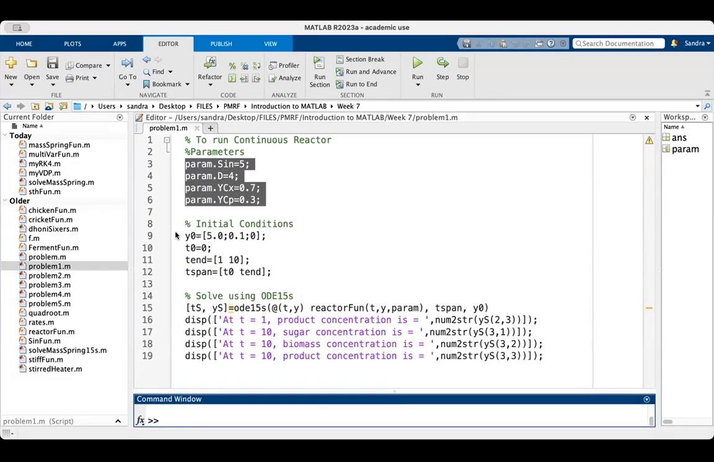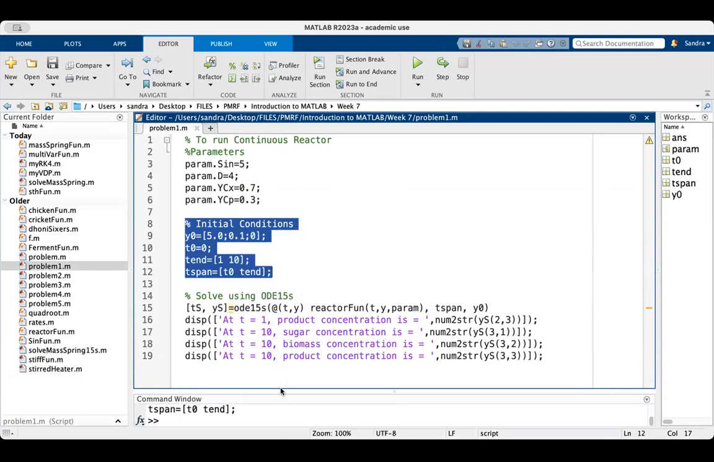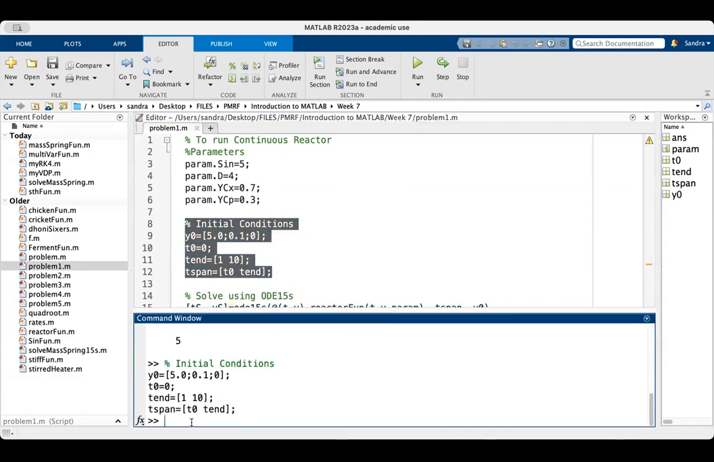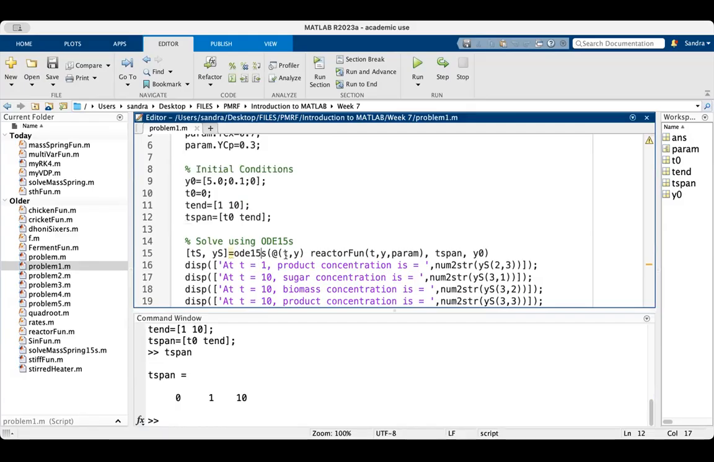Now you have the initial condition 5, 0.1, 0. I'm starting from t equal to 0. For my t span, I want 0, 1, 10. This is similar to a question that I got from one of you. My t span I'll make whichever times I want; in the question, whichever times are given, I'll include those in my t span. So I get 0, 1, and 10. Then I use the ODE solver, and we'll look at the reactor function. Just a second.